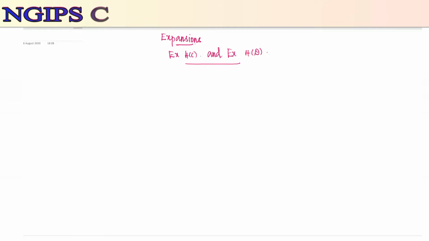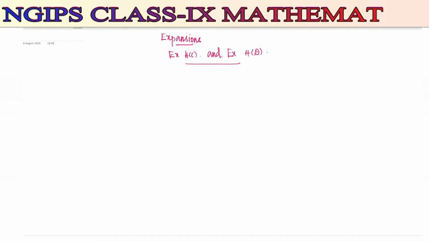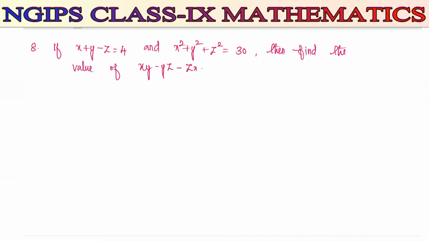Today's session we are going to discuss expansion, exercise 4C and exercise 4D. We are going to discuss both the concepts, and based on those concepts we are going to solve the exercise problems. In the 8th problem, they have given x plus y minus z is equal to 4, x square plus y square plus z square is equal to 30. Then we need to find the value of xy minus yz plus zx.